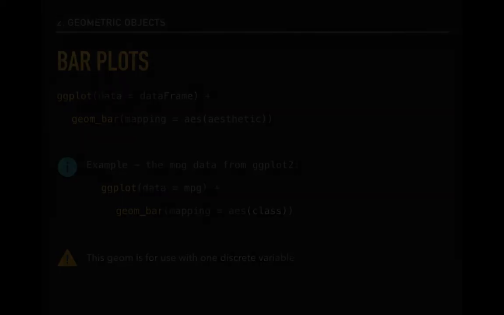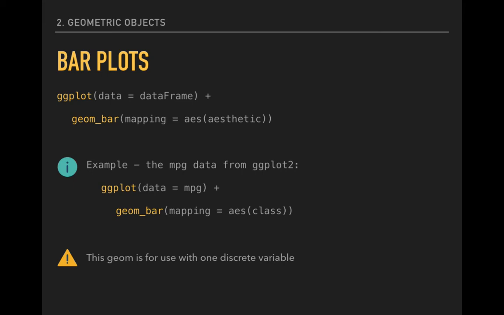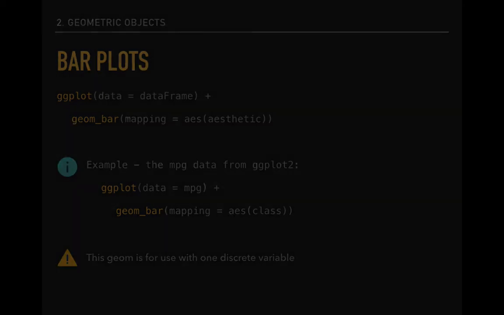If we have a single binary, categorical, or ordinal variable, which I'll refer to collectively as a discrete variable here, since that's how they're referenced in ggplot2's documentation, we can plot these data using a bar plot. This uses the bar geom. If we plot the types of cars, SUVs, compacts, pickups, and so on, we can see the number of cars that fall into each class.